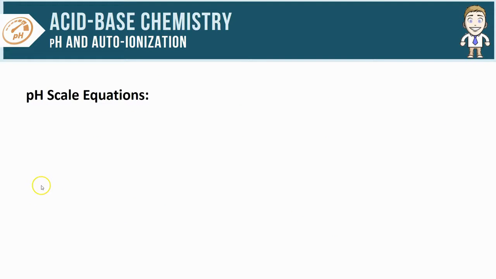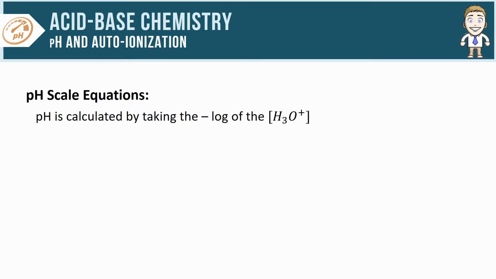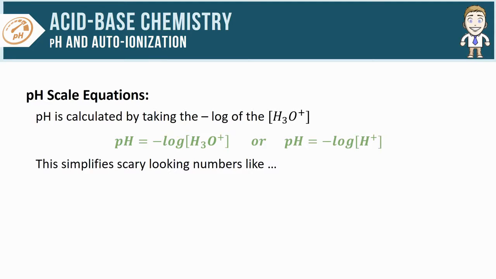Let's close the video by looking at pH and how to calculate it specifically. You're going to do that by simply taking the negative log of that H3O plus concentration. There's two ways to write the formula, negative log of H3O plus or negative log of H plus. Both are acceptable, but we're going to try to stick with the first one because it's a little more accurate. Why would you do this? No reason really, other than to simplify some otherwise scary looking numbers. It's also faster to tell whether the solution is acidic or basic.